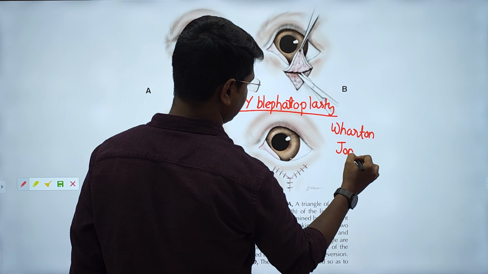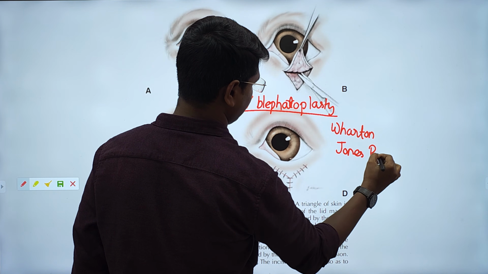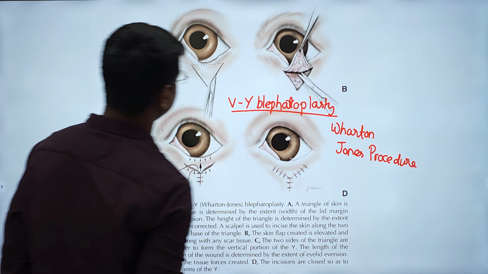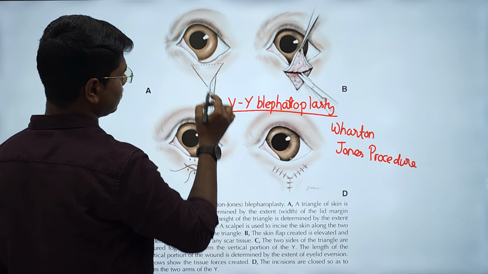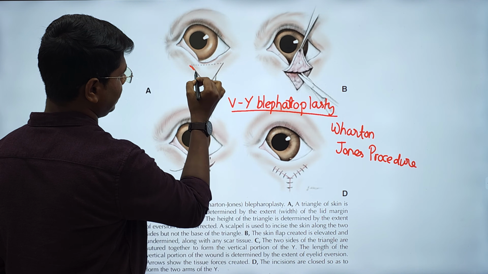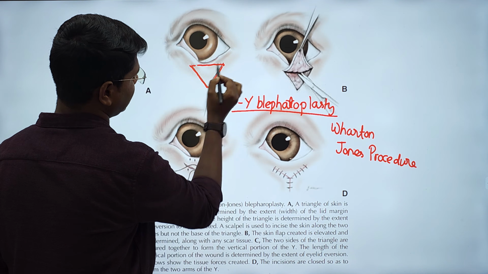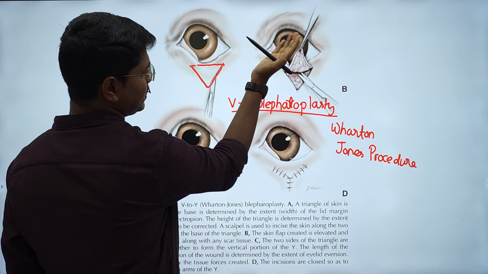Wharton-Jones procedure. Okay. So here you have to make a V-shape incision. Here, like V-shape incision. This is the base. Okay. So you have to remove that piece of skin.